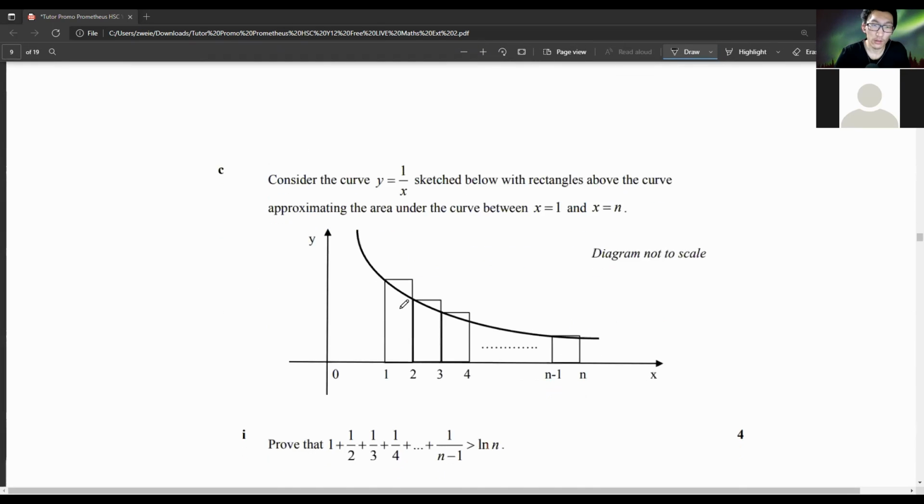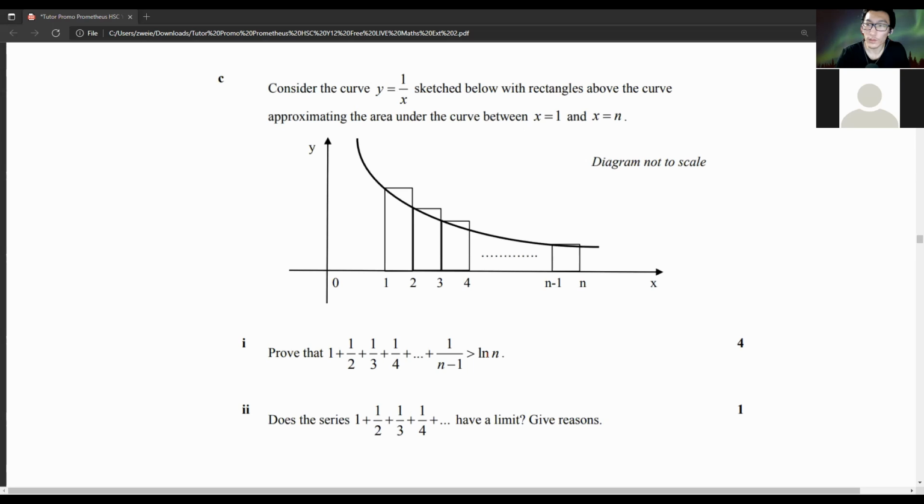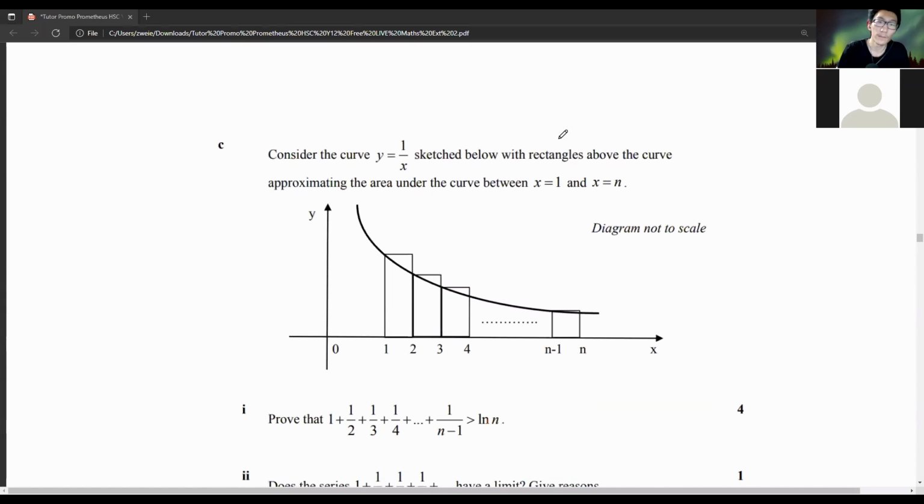Now, part C, consider the curve y equals 1 on x, sketched below with rectangles above the curve. Is this in the formula sheet? Your tan A minus B difference is in your formula sheet, but the tan inverse one, I don't think it is in your formula sheet. You can check down the bottom. We did provide a formula sheet in the back.